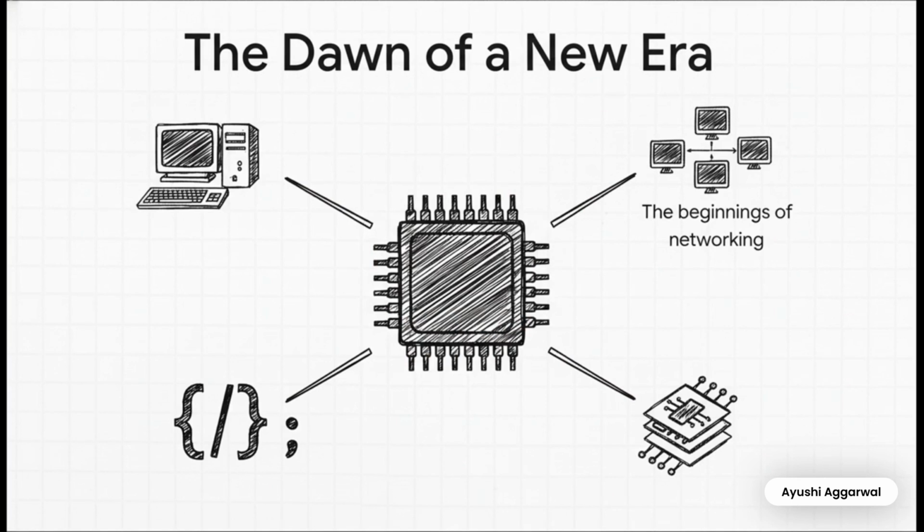This little microprocessor basically ignited the personal computer revolution. All of a sudden, companies like Apple and IBM could build machines that were small enough and, importantly, affordable enough for regular people. This is also the time when we started to see the first computer networks, planting the seeds for what would eventually grow into the internet we use every day. And on top of all that, powerful new programming languages like C and C++ gave developers the tools they needed to create the software that would literally change the world.